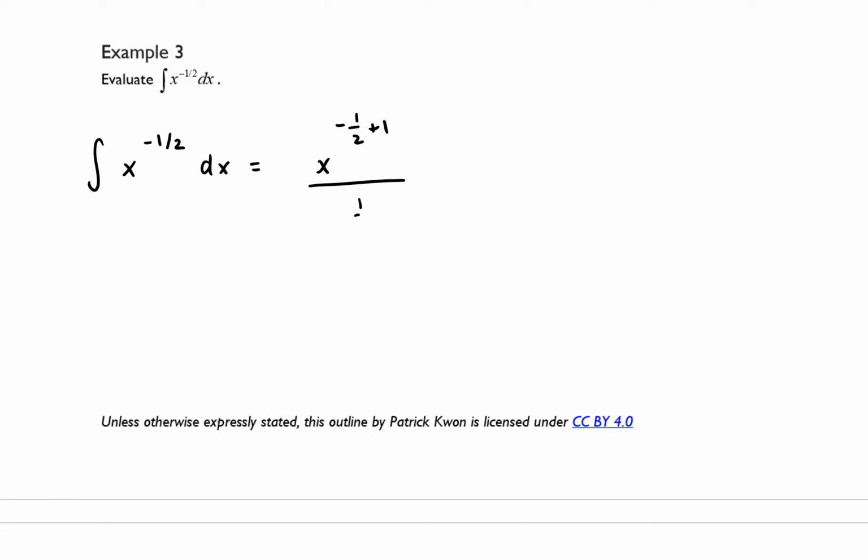1/2 plus c. So that's going to equal x to the 1/2 power over 1/2 plus c, and whenever you divide by a fraction, that is the same as multiplying by its reciprocal. So that's going to be 2x to the 1/2 plus c, and we can rewrite using square root symbol. So our final answer for this indefinite integral is 2 times the square root of x plus c.